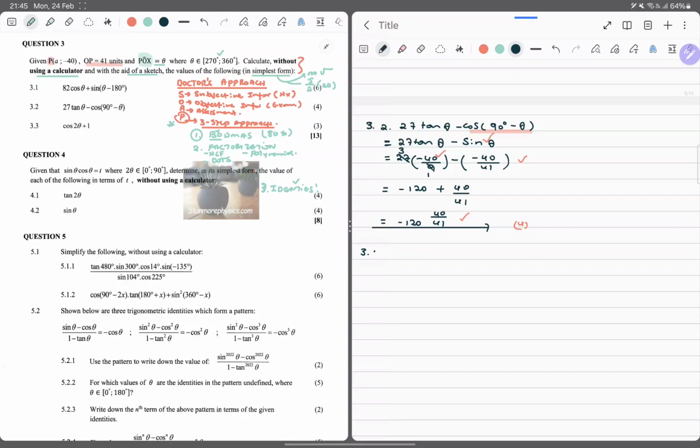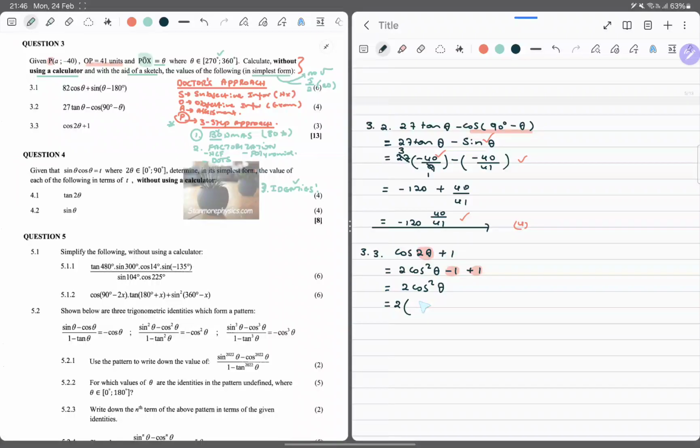So let's see, 3.3, we've got cos of 2 times theta plus 1. Voila! What do you see? A double angle identity. Didn't we do this business? We did. But now we see there's a 1 here. So it's very nice because we know cos of 2 theta here can be looked at as 2 cos squared theta minus 1. Then plus that 1. So these are like terms and they cancel each other out. So we only have 2 cos squared theta.